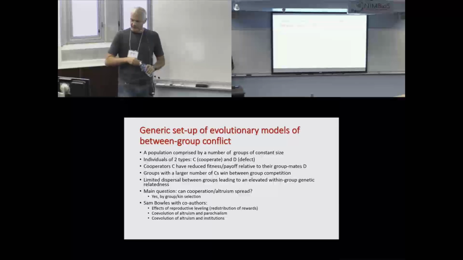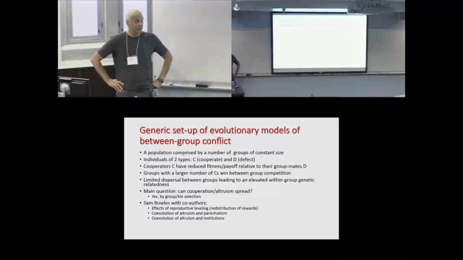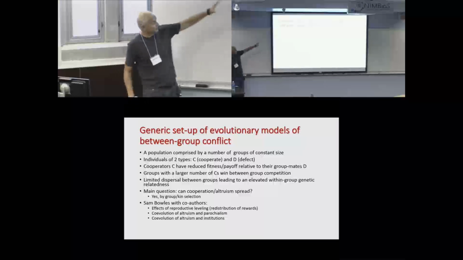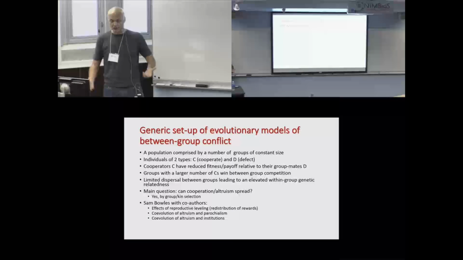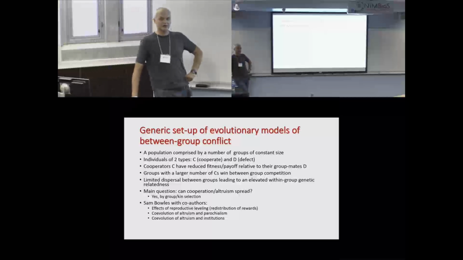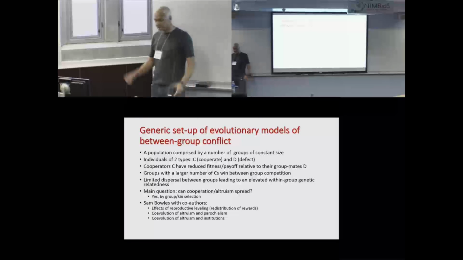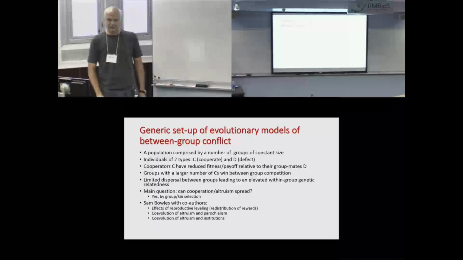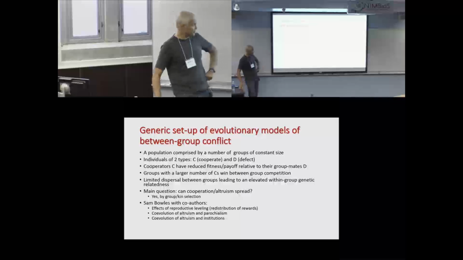Okay, a generic approach for studying between-group conflict and warfare can probably be captured by this model that Sam Bowles popularized, and then many other individuals have been using. So we have a population. It's composed of different groups. There are individuals of different types, cooperate or defect, for example, and cooperation is individually costly, but groups that have more cooperators can spread. So there is group selection.